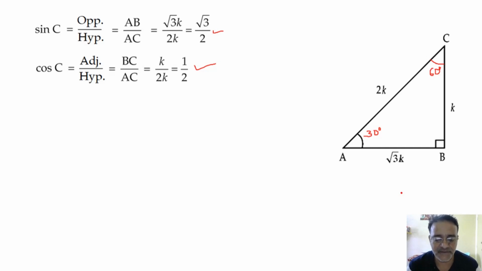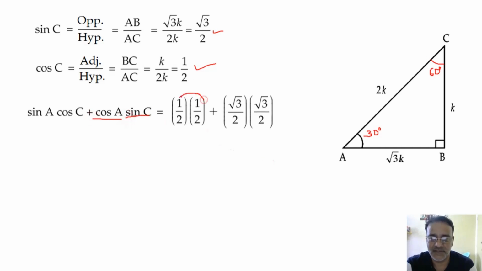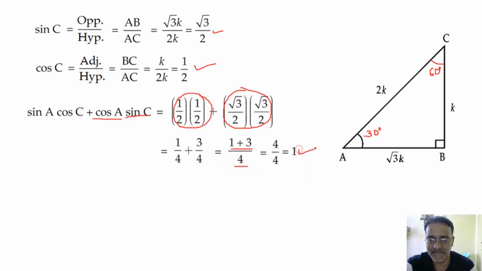We'll find the value of sin A cos C plus cos A sin C by substituting all the values. This is the first bit. So sin A was 1 by 2, cos C is also 1 by 2, and these two are root 3 by 2. So this will become 1 by 4 and this will become 3 by 4. Now if you take LCM, we'll get 1 plus 3 by 4. So what is the final answer? 1. Yes, 4 by 4, that is 1.